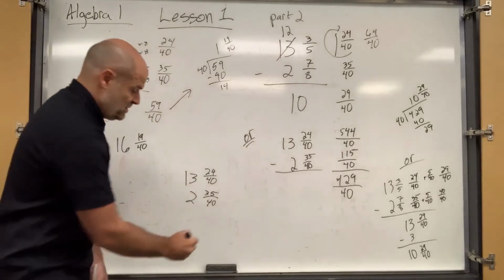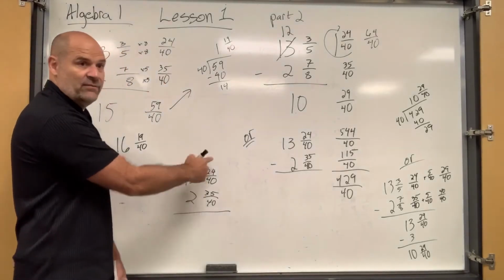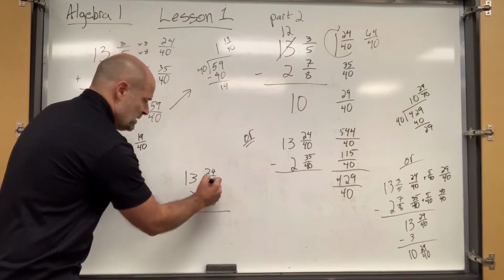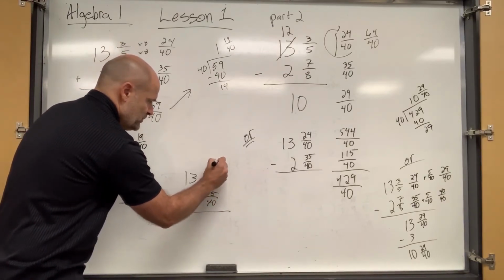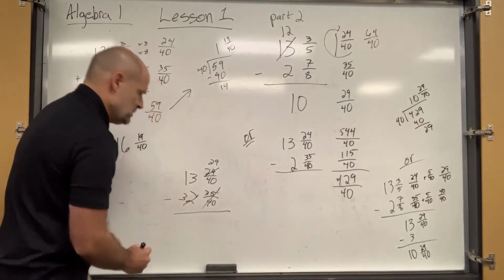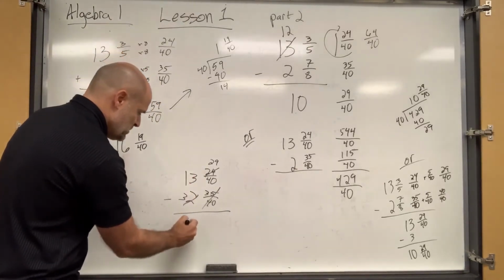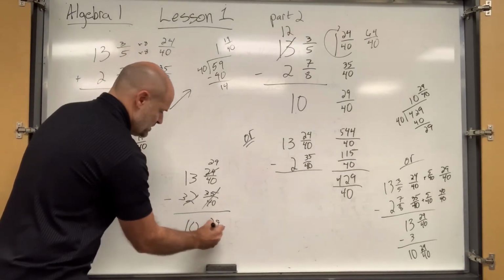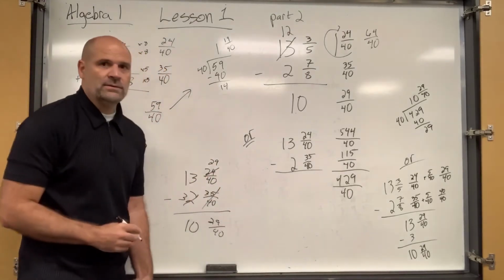Well, here's what you can do. I just need to add 5/40 to both of those. So I'm going to do this. I'm going to make that 29. I'm going to get rid of that completely and make that into a 3. So now it's 13 minus 3, which is 10 and 29/40. You basically just rewrite this top fraction and you're done.